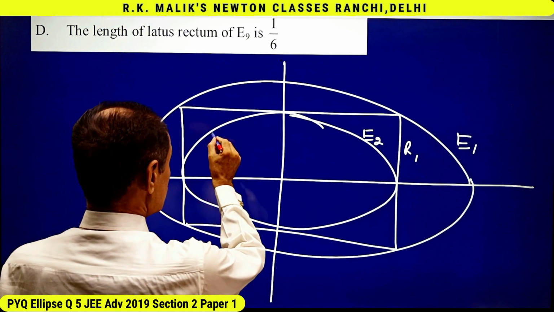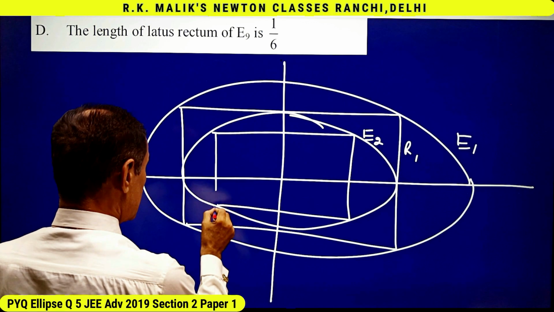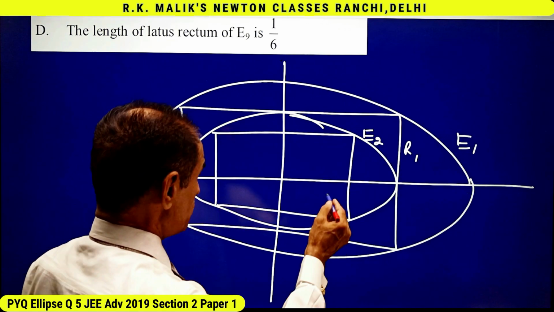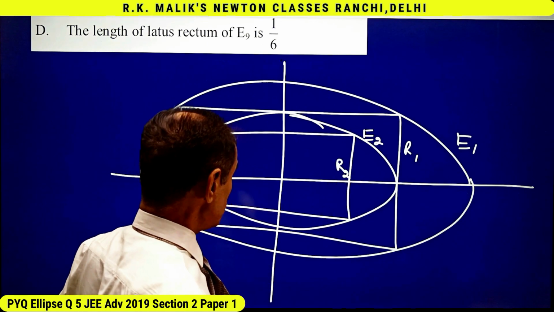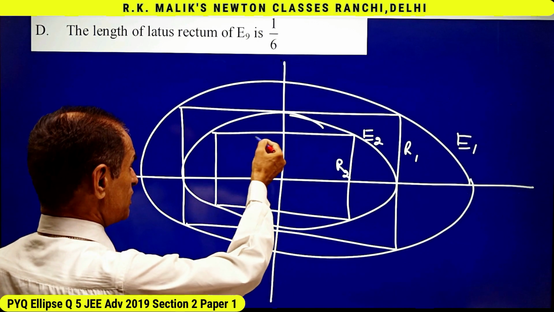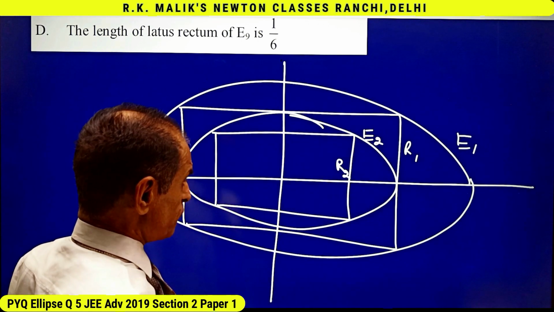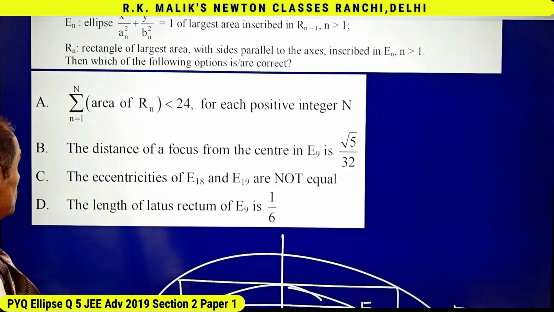And again we inscribe a rectangle in this ellipse, and the name of this rectangle is R2. And again when I inscribe an ellipse in this R2, the name of that ellipse will be E3, and in this way I go on inscribing.